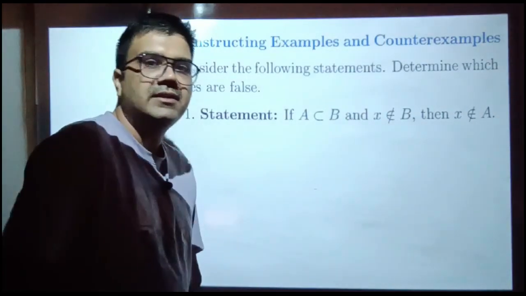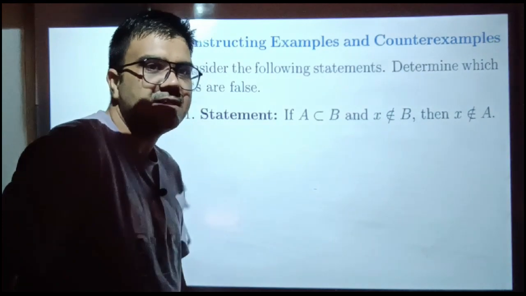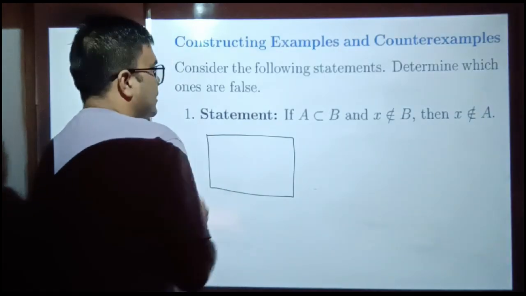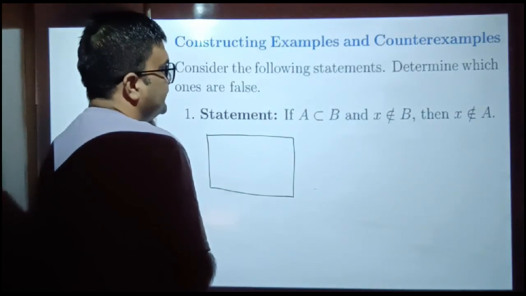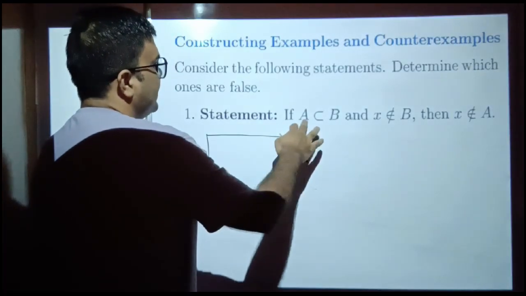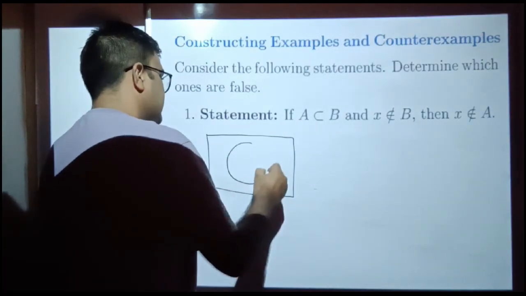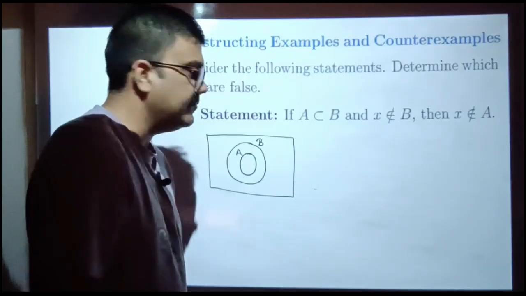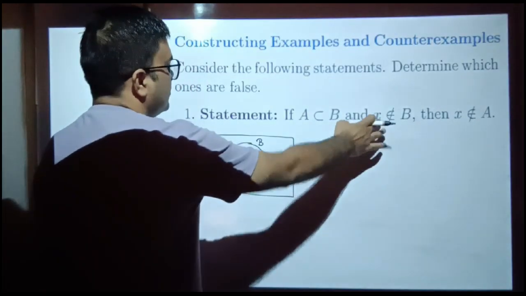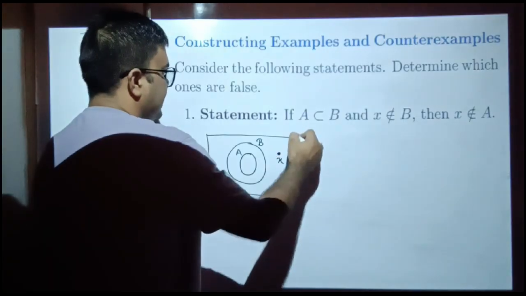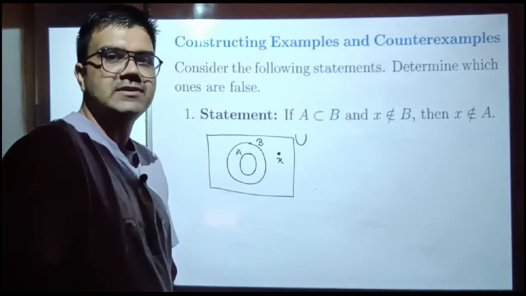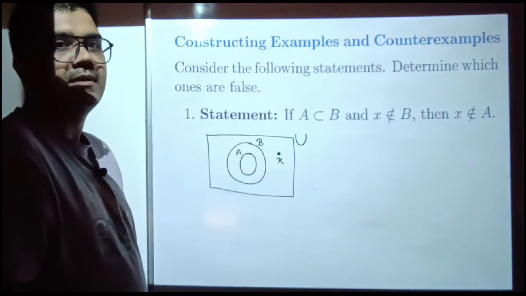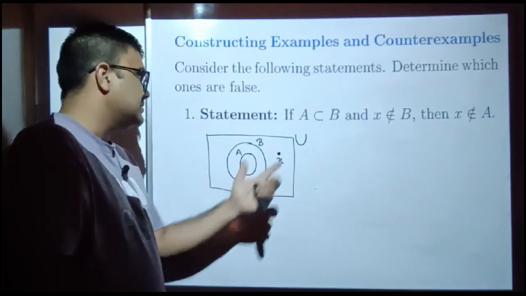We try to construct some set which satisfies this condition, or we can say we are trying to explain it with a Venn diagram. If A is a subset of B, this is the set B we have, and A is a subset of B, and X does not belong to B. This is the element X, an element of the universal set which is not an element of B. Then X does not belong to A. So it is clear to us that this statement is true.